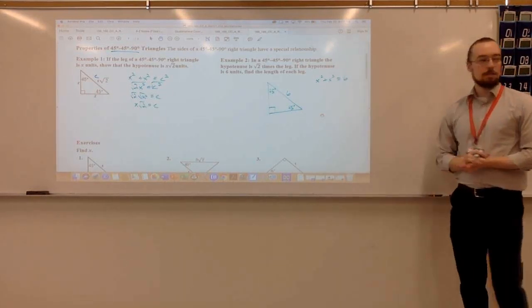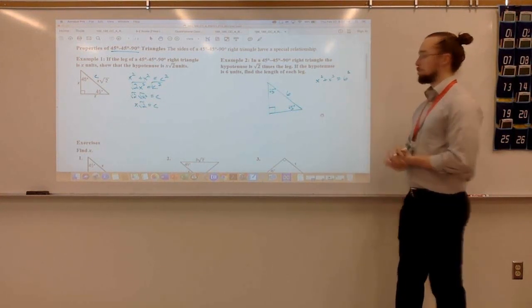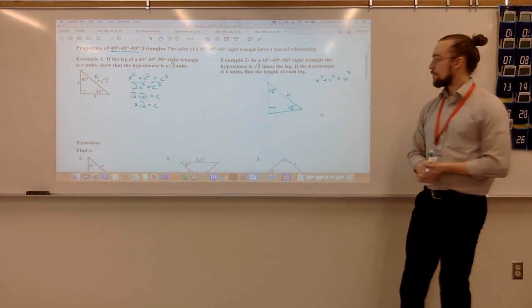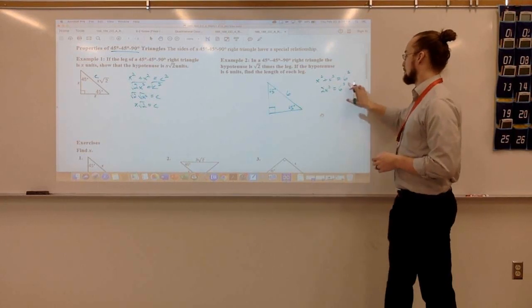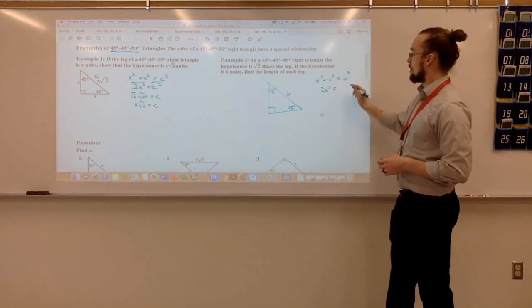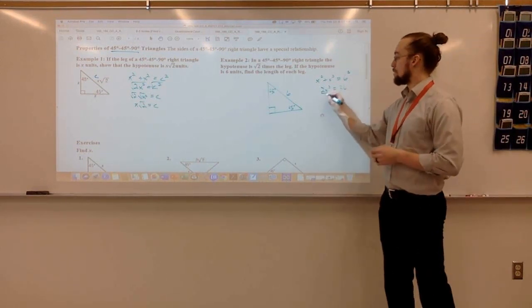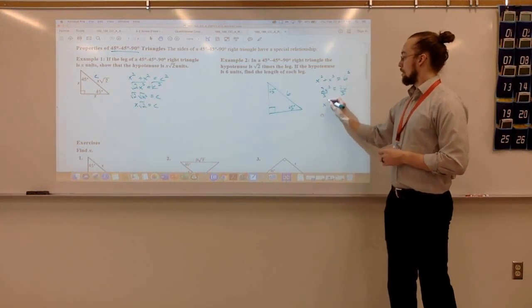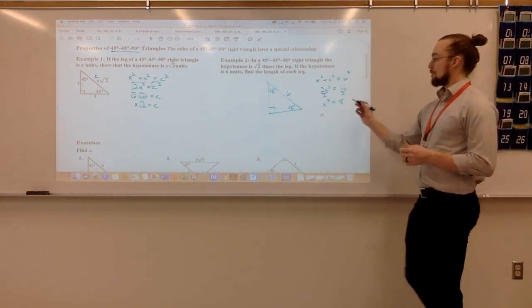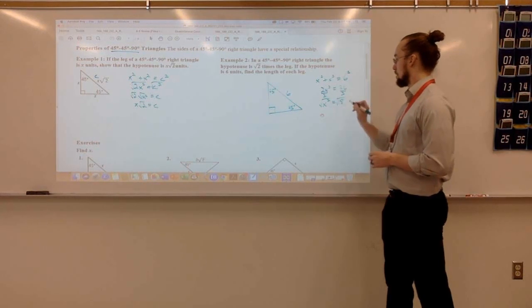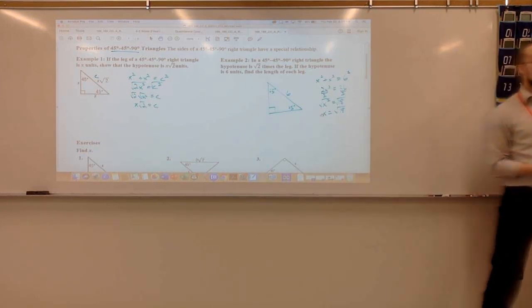So we could set it up like this, saying that each of these sides we know are the same. So x squared plus x squared equals 6 squared. Then 2x squared equals, I can go ahead and square that, make it 36. Then to solve for x, I would divide both sides by 2 and get x squared equals 18. Then take the square root of both sides, and x equals the square root of 18, which we want to simplify.